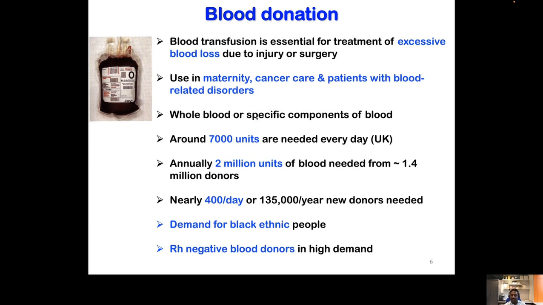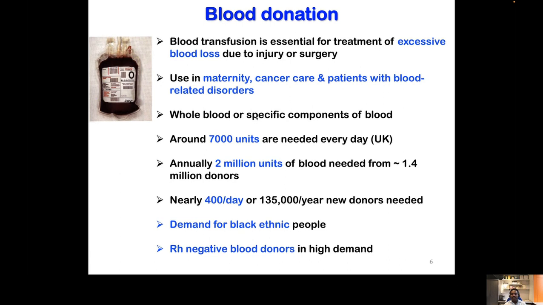when we get some diseases or during surgeries. So it's really important to register and donate blood to meet the demand. And at the moment, there is a high demand for Black ethnic people because the blood from these people is mainly needed for transfusion in certain individuals. So there is a high demand. And as always, the RH negative blood donors are in high demand.